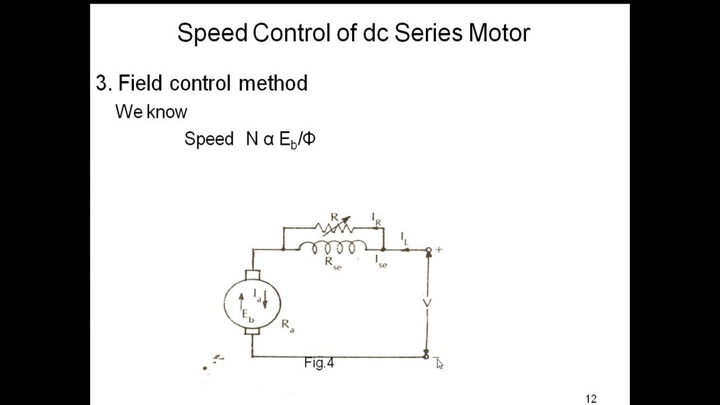Means when the flux phi is reduced, the speed becomes more. And when we increase the value of phi, the speed of the DC series motor will get reduced.